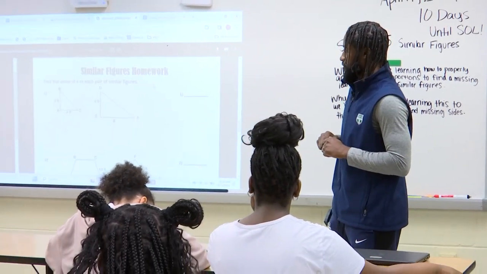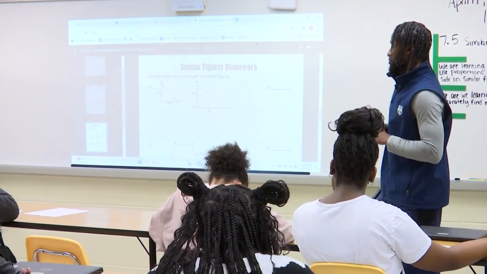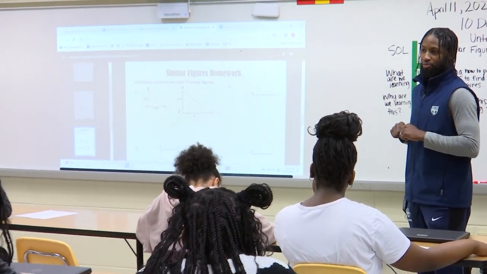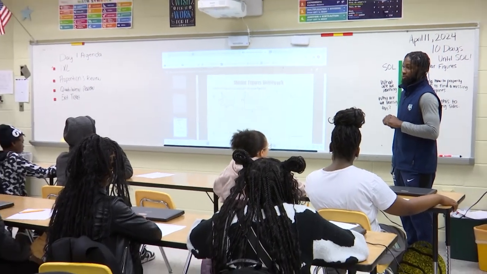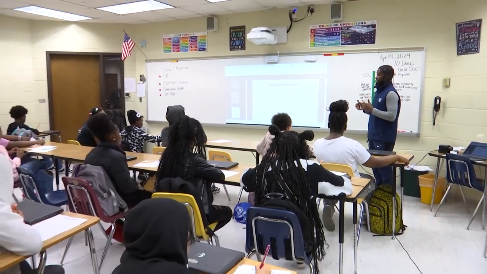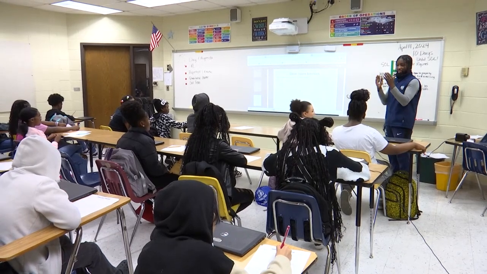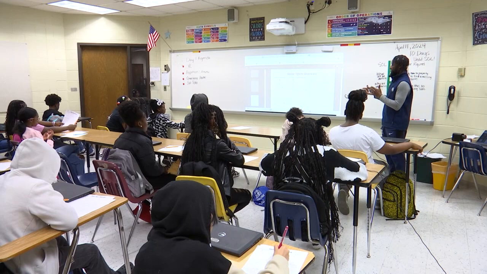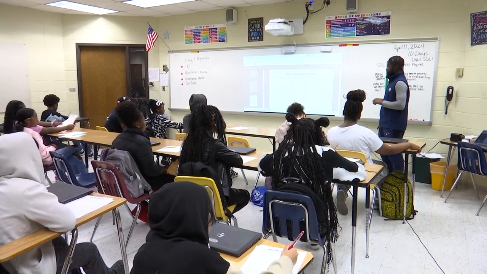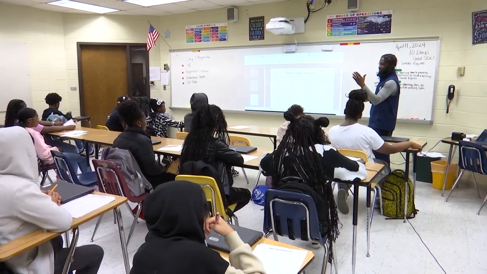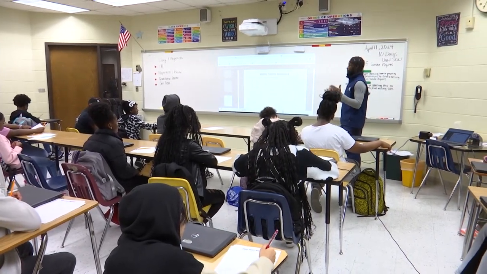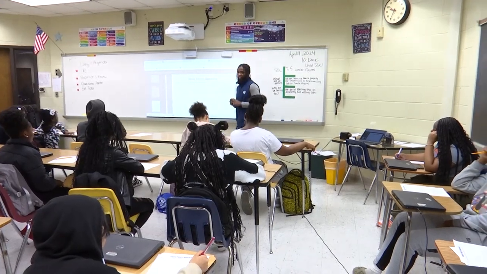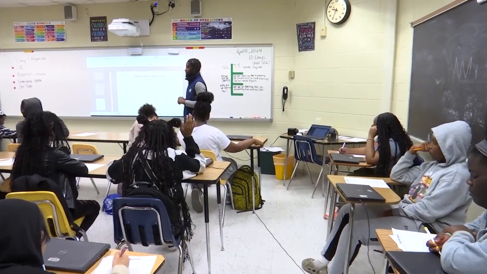Shapes, okay. For similar figures, true or false, the similar figures have to have the same shape. Let me rephrase that. The two figures that are being compared, do they have to be the same shape? True, right? So I couldn't have a triangle and then have a square over here and try to compare them, correct? All right, so what else? Anybody else got anything they want to add on similar figures?